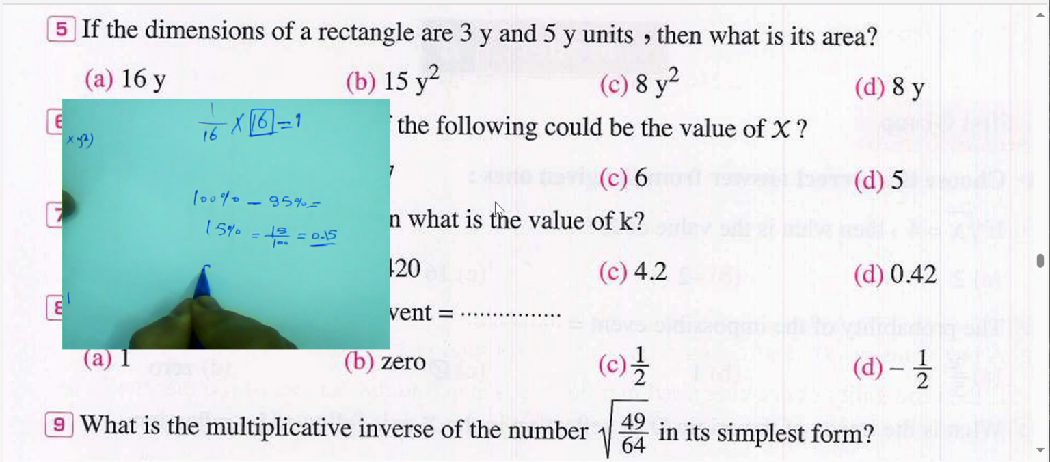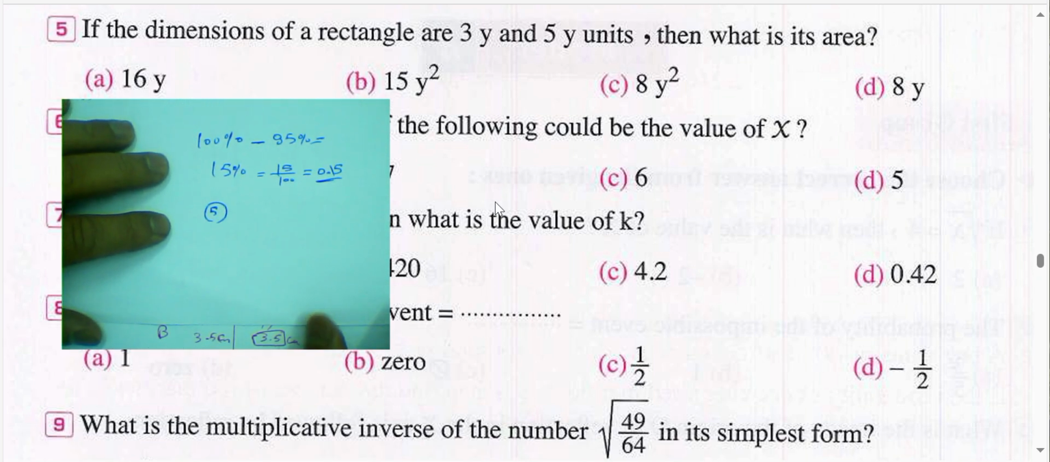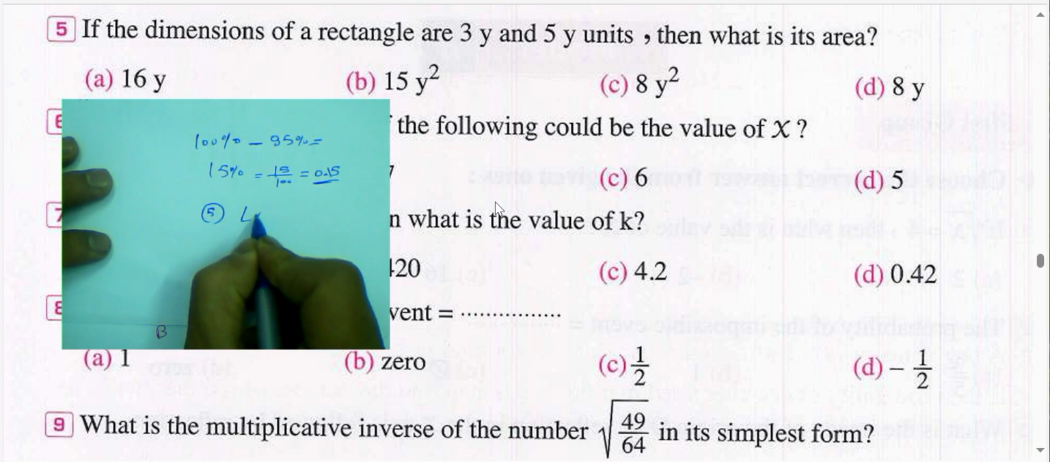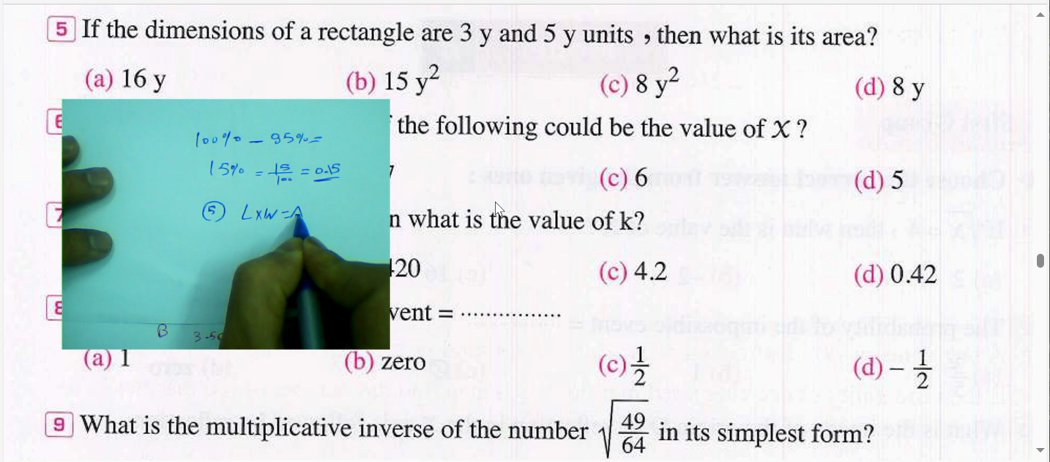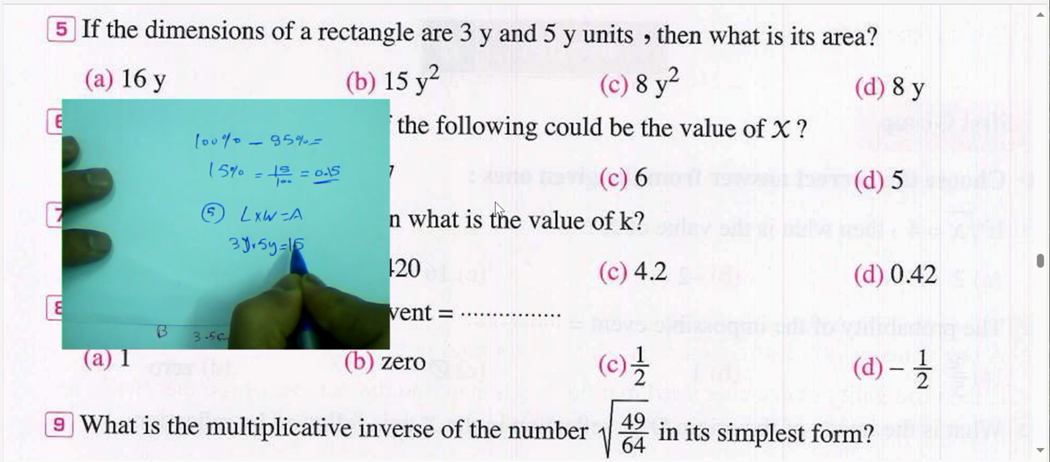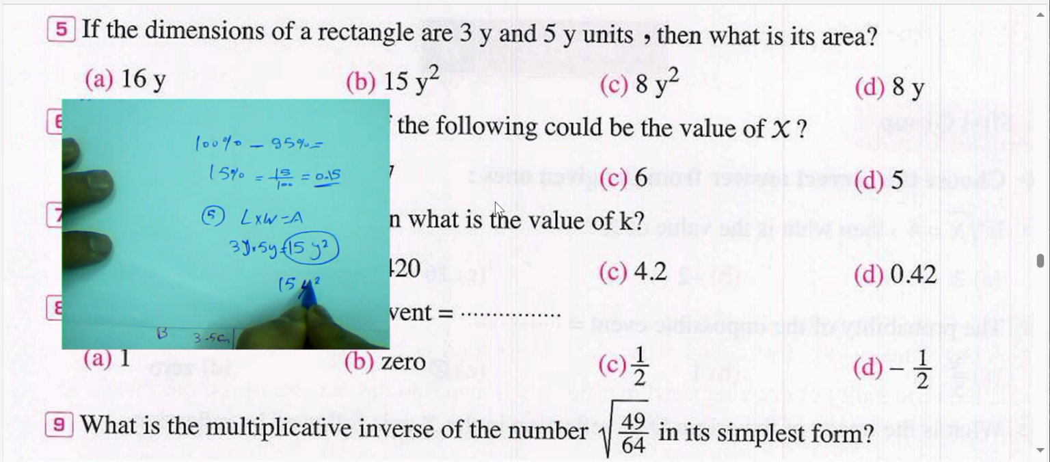Next, question number 5. If the dimensions of a rectangle are 3y and 5y units, then what is the area? We can find the area of a rectangle by length multiplied by width. Then the area equals 3y times 5y. 3 times 5 equals 15. y times y equals y power 2. Then the result will be 15y power 2. Okay, choose letter B.